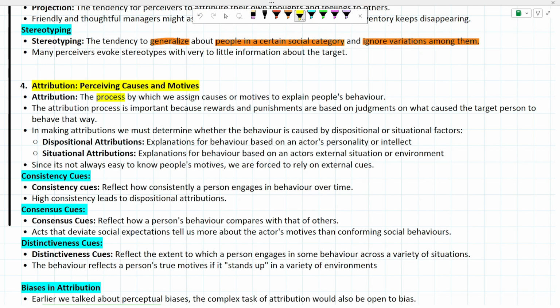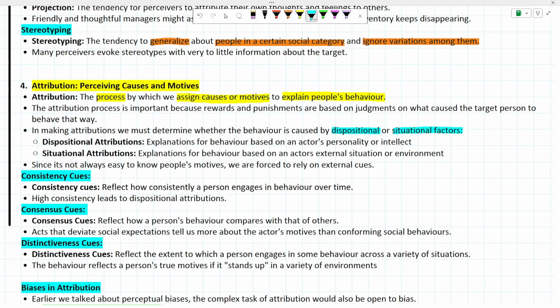Attribution is the process by which we assign causes or motives to explain people's behavior. The attribution process is important because rewards and punishments are based on judgments about what caused the target person to behave that way. In making attributions, we must determine whether the behavior is caused by dispositional or situational factors. So let me highlight that: dispositional or situational factors.